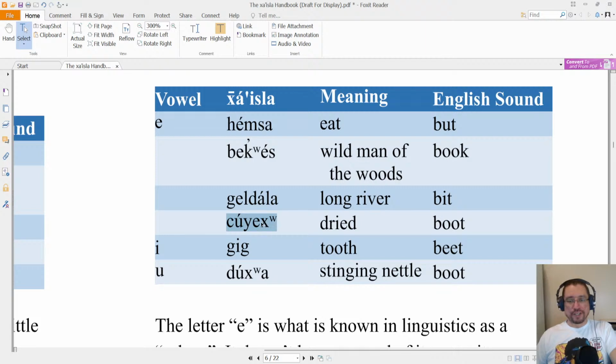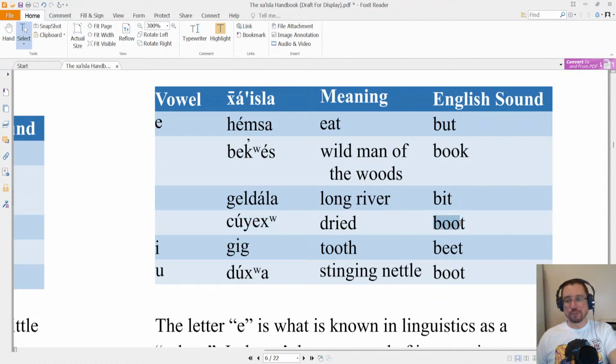The next example here is tuyu. Tuyu. In this case, the E kind of copies the U sound from the letter U here. So the letter E is kind of like a chameleon. It can take on different sounds that are around it. So since there's an U sound here followed by a Y, the E kind of takes on the same sound. So tuyu means dried, and this letter E sounds like the word boot.